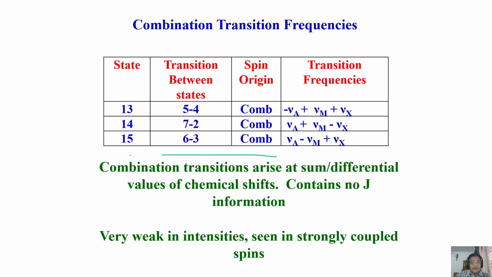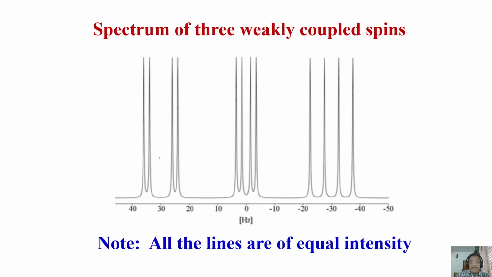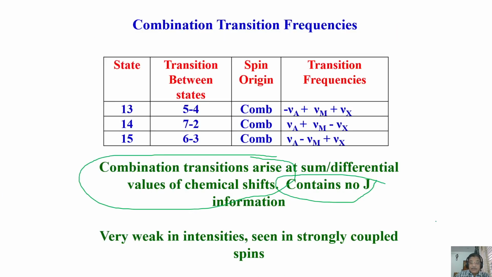Okay, look at this. It contains no J information at all. You see here, it comes only at the sum and difference of chemical shift positions. You understand? This is the situation here. These are generally very weak intensities and generally not seen, except in a strongly coupled spin system. In weakly coupled systems like A, M, and X, these transitions are not seen.